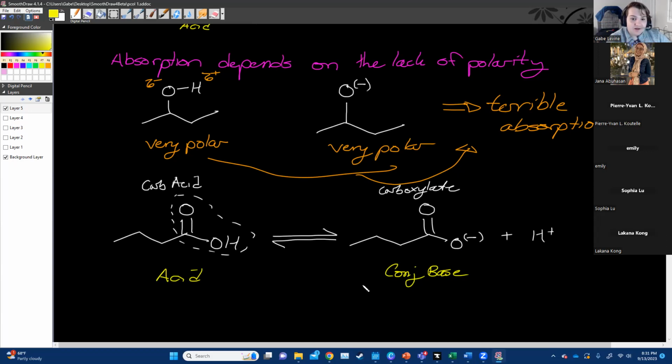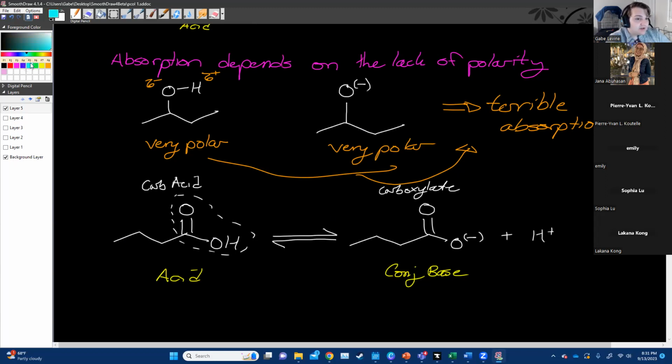So if we don't want any polar at all, which is better, neutral charge or negative charge? Neutral. Are either one of these good for absorption? No, right? We know OH bonds, no bueno. But of the two of them, which one would have an easier time absorbing? The neutral charge.